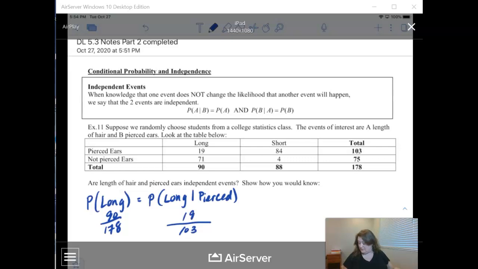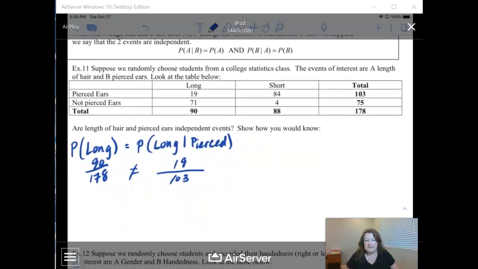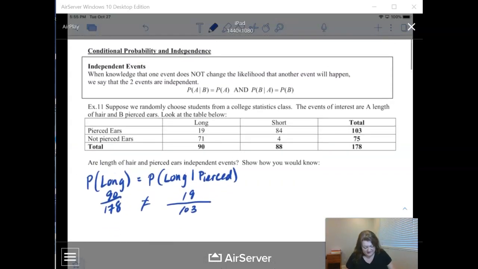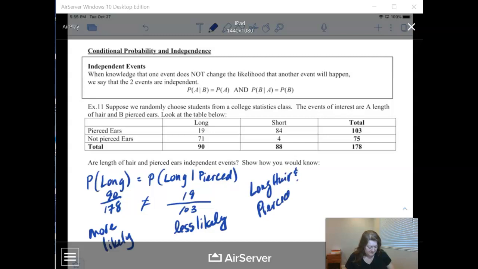That's those two. So I'm going to figure out, oh, this one's more than half and the second one's less than half. I do not think they are equal. If they were the same probability, we'd say they're independent. So what is this one saying? They're saying that this one is less likely to happen than this one, more likely to happen. So long hair and pierced ears are not independent.